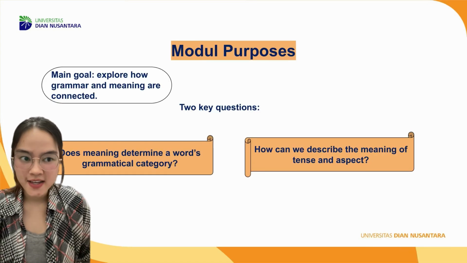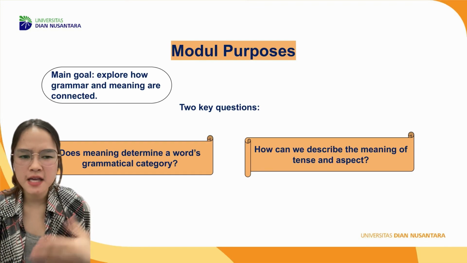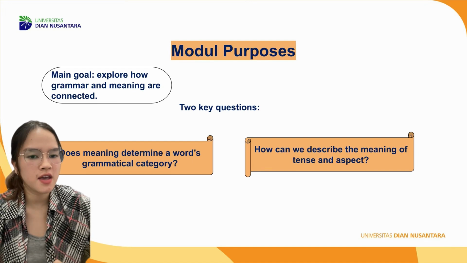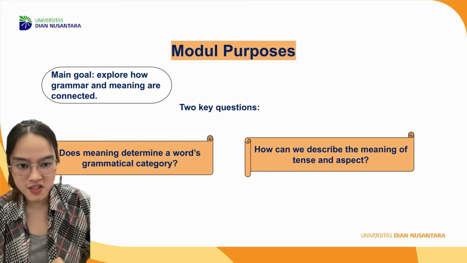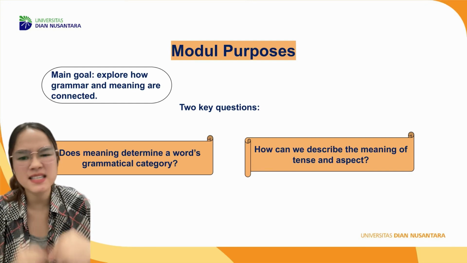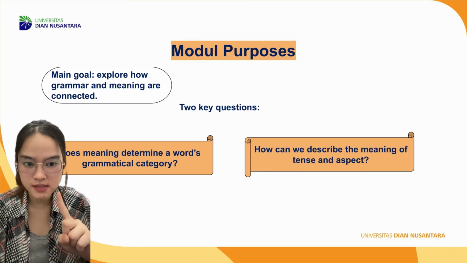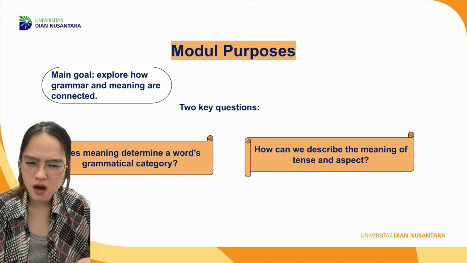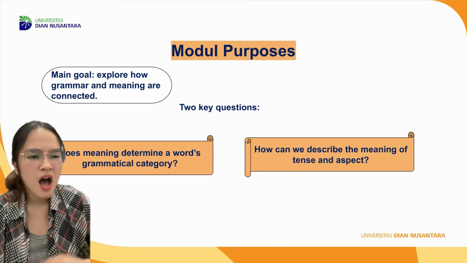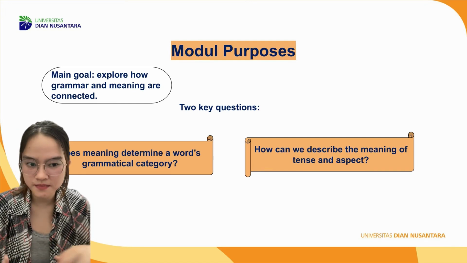Okay, in this slide, we will talk about the module purposes. This module aims to shift our perspective. We're used to thinking that grammar is just structure, but there's a twist. Meaning and grammar are tightly connected. We'll focus on two big questions. First, does the meaning of a word determine its part of speech? And how can we describe the meaning of tense and aspect?